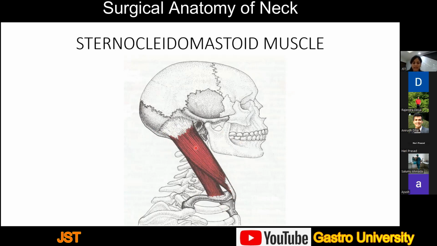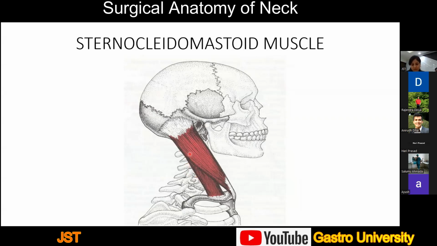So when this head contracts, it tilts the head to the same side. But when this head contracts, it rotates the head to the opposite side. And when both of them contract together, it rotates and tilts the head to the opposite side, like we see in cases of torticollis. Now, when all four heads on both sides contract, it helps us lift the head from the bed, which is what we do first thing in the morning.